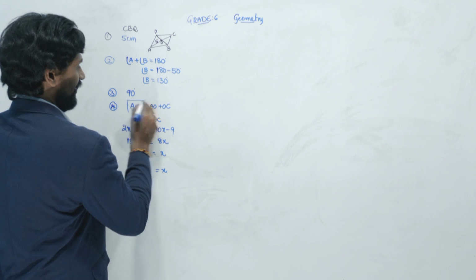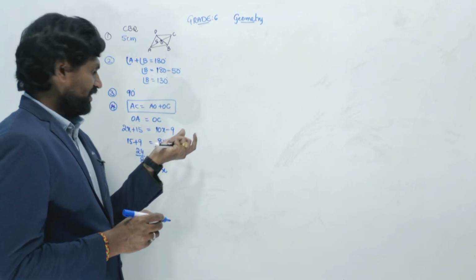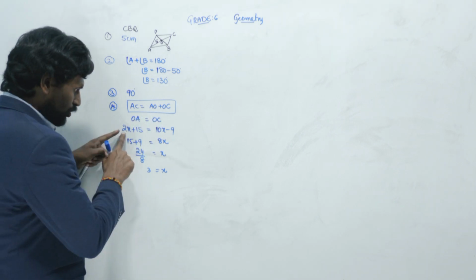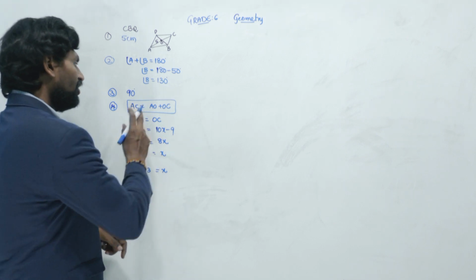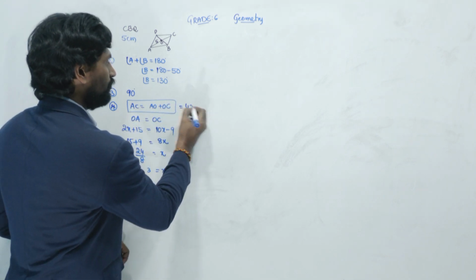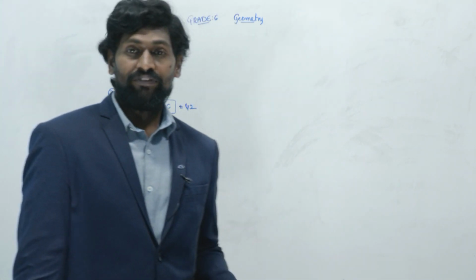Now find the AC value. AC is nothing but AO plus OC. What is the AO value? 2 into x, 2 into 3 is 6, 6 plus 15 is 21. Two 21s are 42, which will be the length of AC. That is the length of AC.